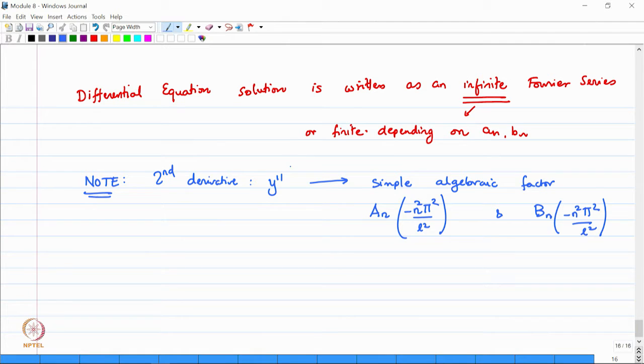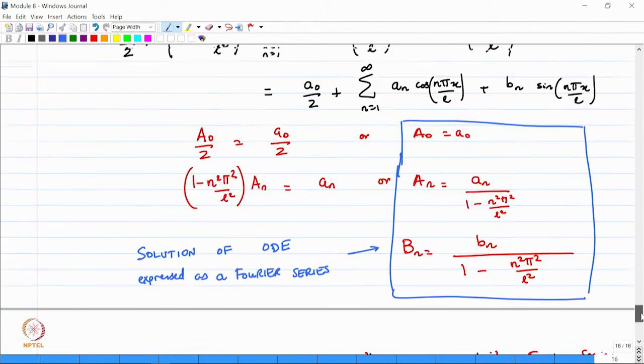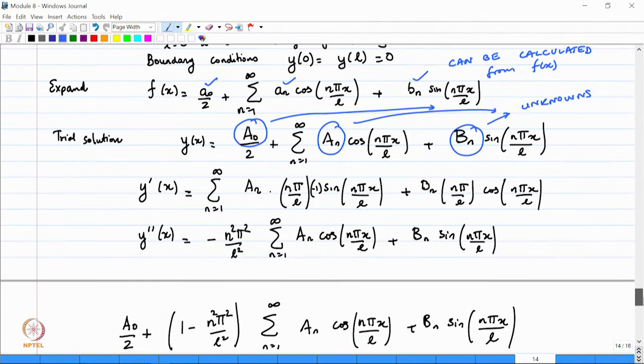Okay. So where you had to take a second derivative of y of x, what you had to do to a_n was just to multiply it by minus n square pi square by L square. Nothing else. So this is the important lesson. When you take y double prime, you remove the a_0 term, and then each of these terms you just multiply by minus n square pi square by L square.